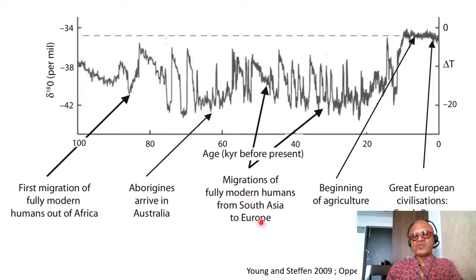Migrations of fully modern humans from South Asia to Europe. So remember, we said somehow modern humans appear much later in Europe compared to South Asia. So whether there was migration out of Africa into Asia and back, and then from Asia into Europe, can be inferred from molecular clock techniques, mitochondrial DNA, and the haplogroups and so on that we looked at, right? So beginning of the agriculture and the great European civilization, Greeks, Romans, and so on.